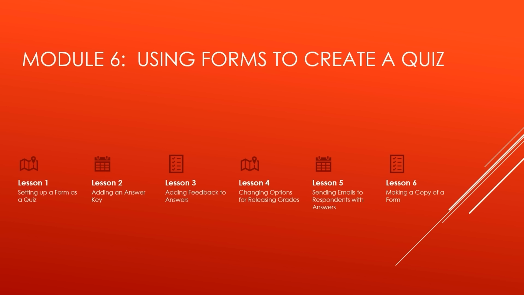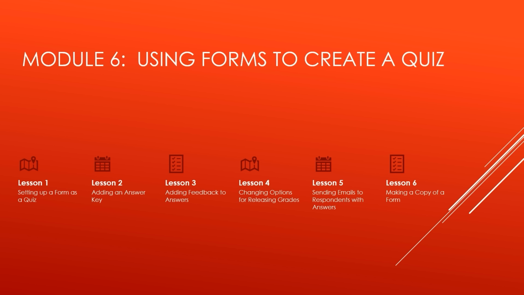In Module 6, we used a form to create a quiz, and we started by changing a setting, which changed a form into a quiz. We added some questions to the quiz, then we added an answer key and added feedback to the answers. You learned how to change options for releasing grades. So when we first took the quiz as a respondent, we allowed the respondent to see their results right then. And then we went and changed it and said that we would email the results after a manual review. And we saw how to set that up.